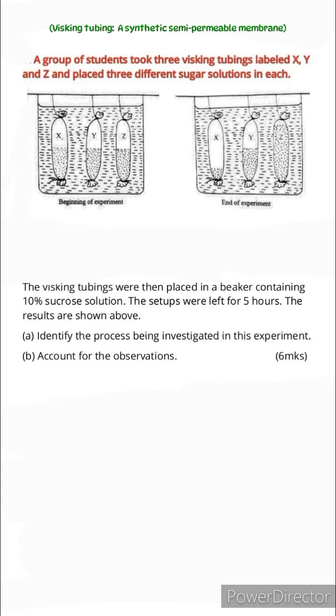Part A, identify the process being investigated in this experiment. So in this experiment, we are going to have movement of water molecules, and that only ever occurs through osmosis. Part B, account for the observations. So the question is simply asking us to explain the observation, meaning that with regards to X, we are going to have a decrease in the solution in X. So we'll have to explain the reason for this.